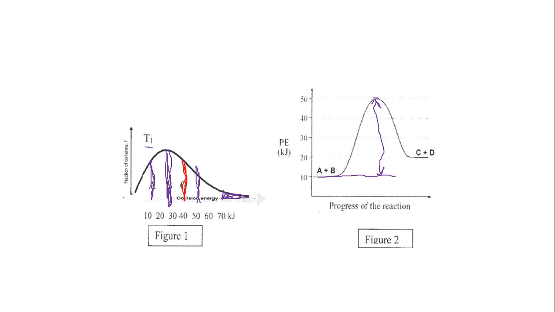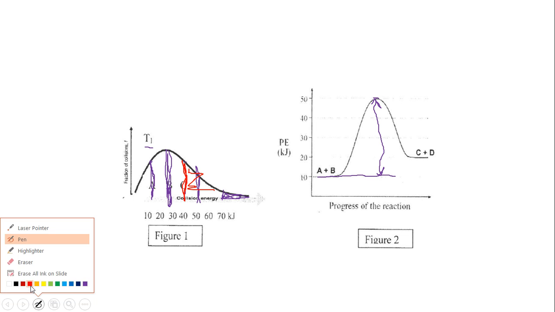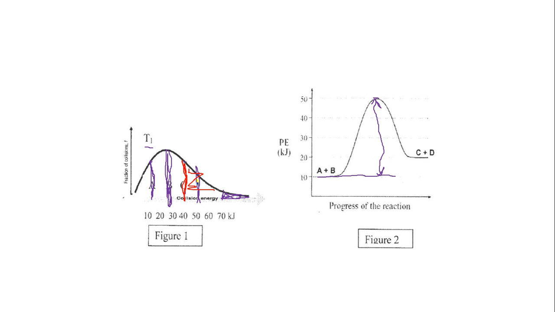Shade in the area under the curve on figure 1 representing the fraction of collisions that have enough energy. So any particles that collide with 40 kilojoules or more have enough energy to react, right? They have the minimum activation energy required. So anything above 40, so any of these particles, why don't we try the highlight feature here? So any of these particles above 40 kilojoules of energy when they collide, so anything I'm highlighting in yellow here, those have enough energy in order to react.